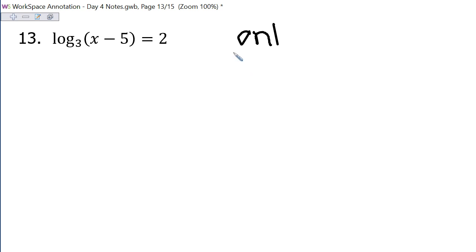I don't know why my pen's going so slow. So only 1 log. There we go. Come on. There we go. Got the D. If there's only 1 log, convert to exponent form.